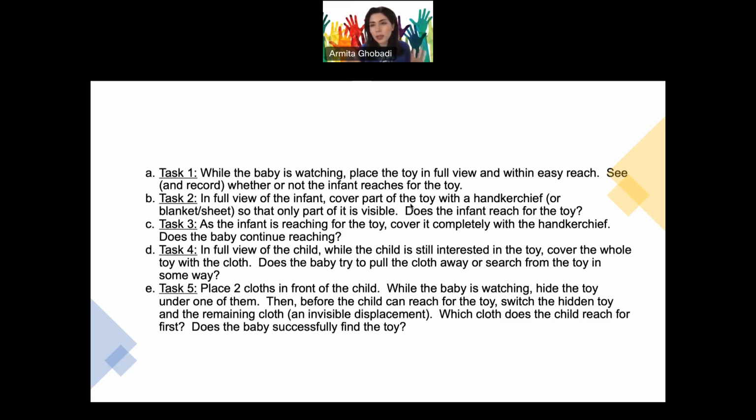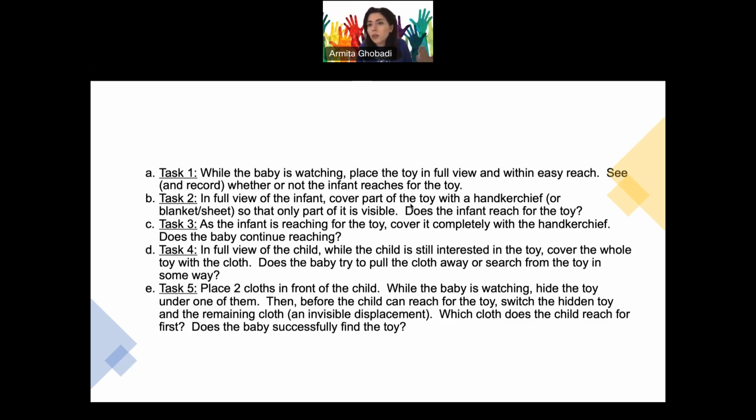I just want to make this video as short as possible and as engaging as possible for you, because I know that after minute 10, no one would watch that. So I'm just trying to be fast. But in option number 1, we have 5 different tasks. For example, in task number 1, which you need to record from the very beginning, from task 1 until task 5, you're gonna put the toy in the full view of the infant.